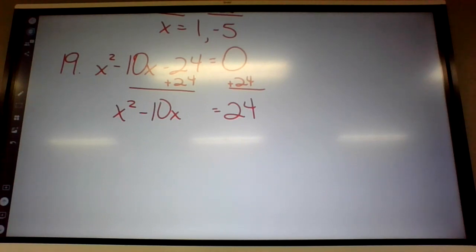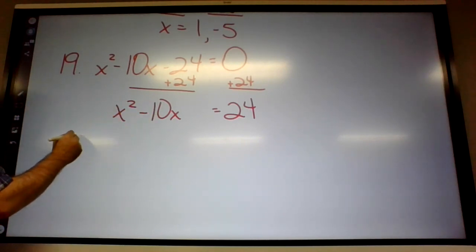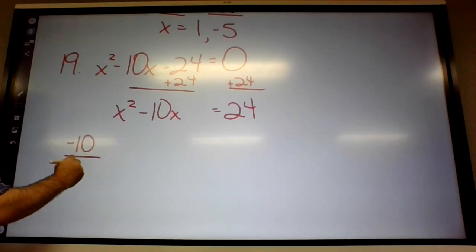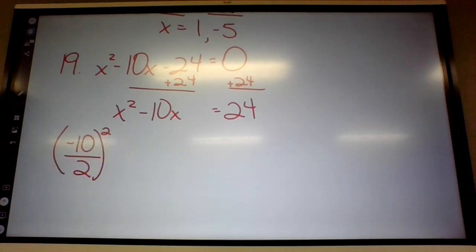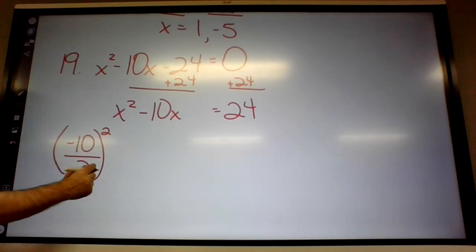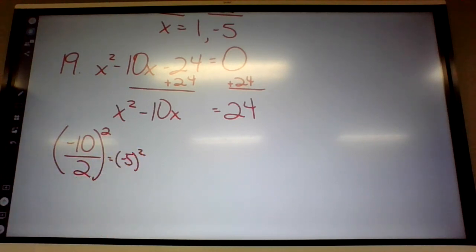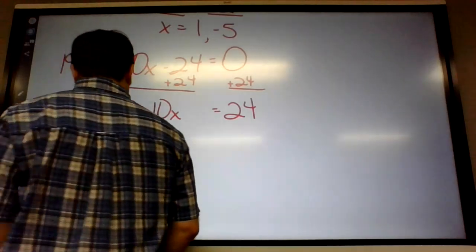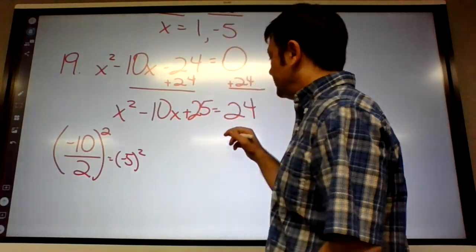Okay, now what are we going to do? This number, negative 10 divided by 2, squared. Negative 10 divided by 2 is negative 5. Negative 5 squared. Negative 5 times negative 5 is positive 25.